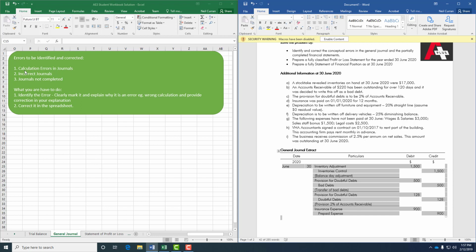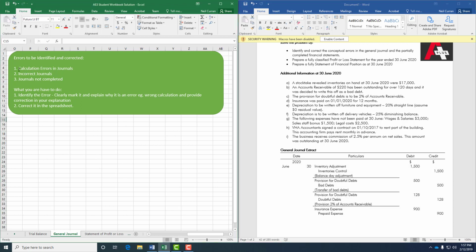Now the errors to be identified and corrected: there will be calculation errors in your journals. There will be incorrect journals actually done. So for example, the debit and the credit might be wrong, and there are some journals which won't be completed at all. What you're going to have to do is identify the error, clearly mark it, and explain why it is an error, for example, wrong calculation, and then obviously correct it in the spreadsheet.